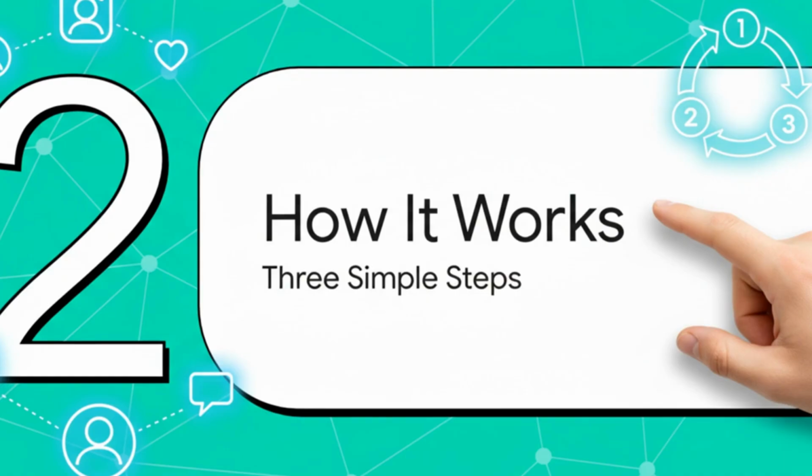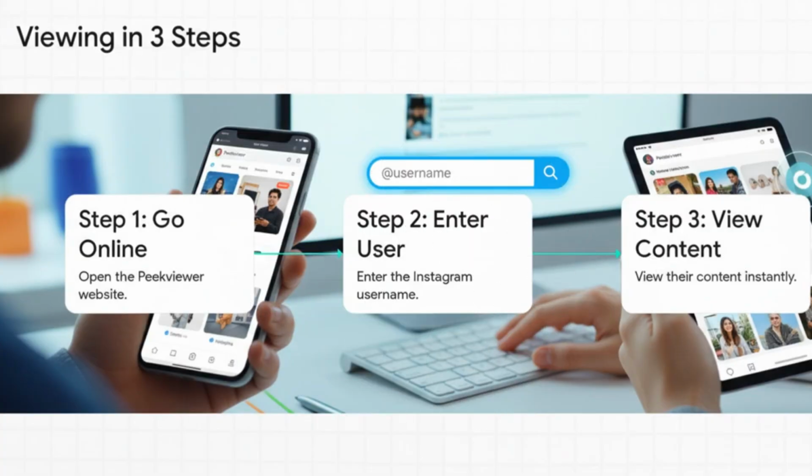Now, you might be thinking that a tool offering this kind of privacy must be pretty complicated to use. But honestly, its real strength is how ridiculously straightforward it is. The whole thing is just 3 super simple steps. And that's it. Seriously. You just go to the Peekviewer website, type in the exact username of the public profile you want to check out, and you're in. Instantly, you've got access to all their public posts, their stories, their highlights, and you never had to log in or leave a single trace that you were there.